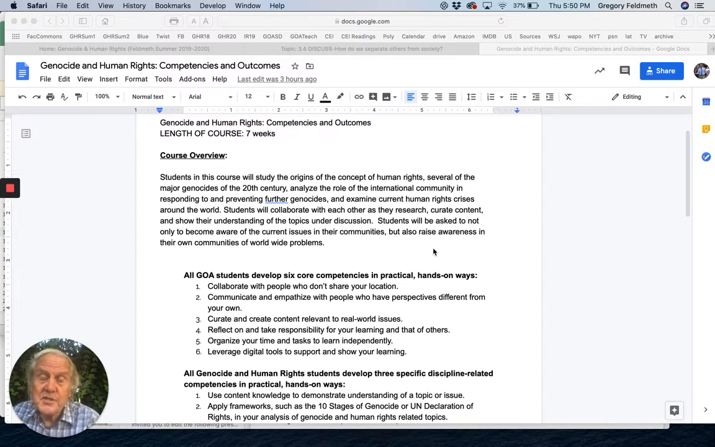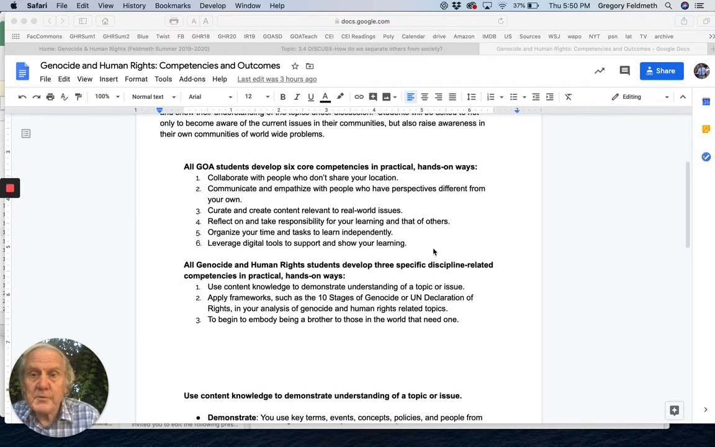There are 6 GOA competencies, which are listed over here on the screen, that you will work with throughout the course of the semester, the term. And then there are 3 specific ones for genocide and human rights. One is to use content knowledge to demonstrate understanding of a topic or issue. 2, to apply frameworks such as the 10 stages of genocide or the UN Declaration of Human Rights in your analysis of genocide and human rights related topics. And 3, to begin to embody being a brother to those in the world that need one.